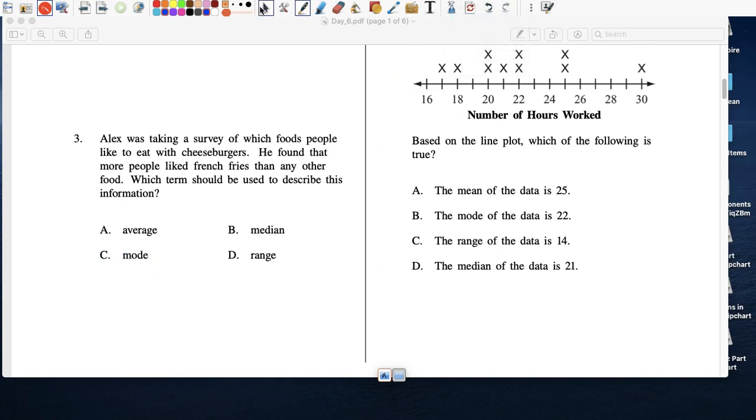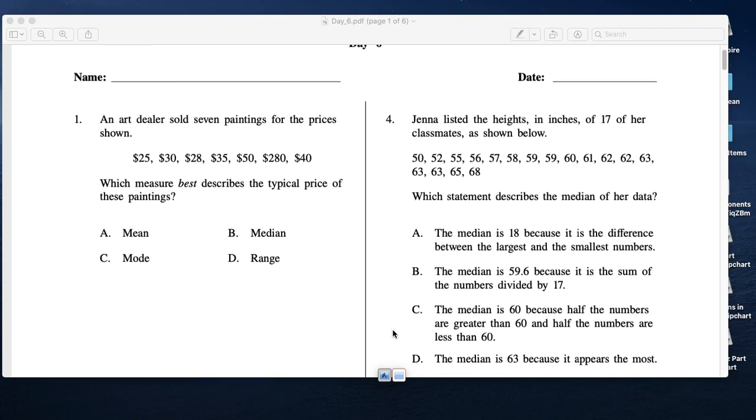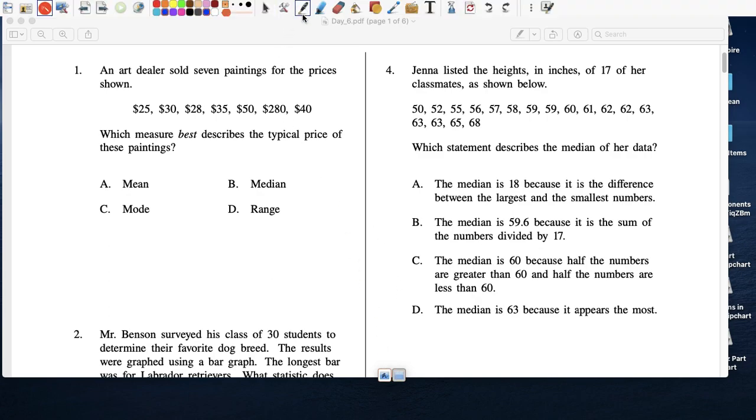All right, so number 4. Channel listed the heights of 17 people. Which statement describes the median of our data? Well, again, if you want to find the median, start from the ends, right? Let's work towards the middle. So cut one from each side.